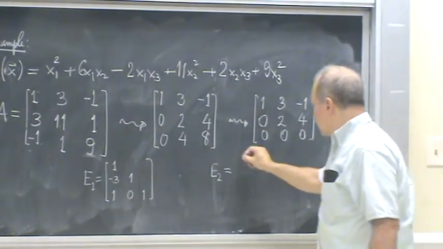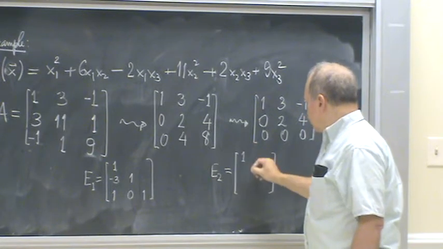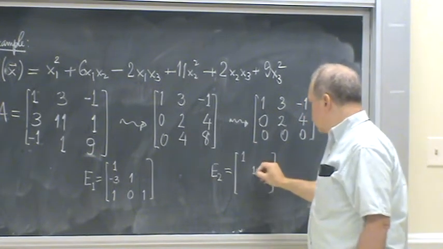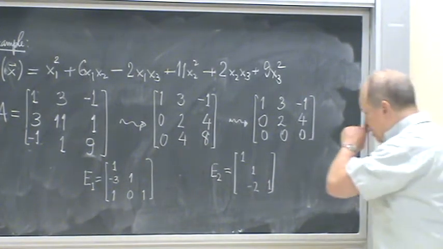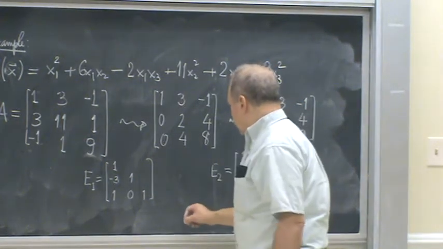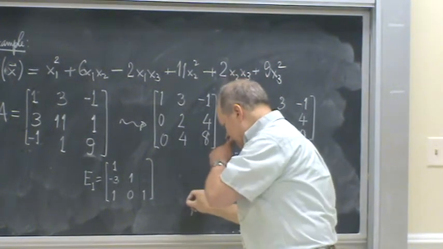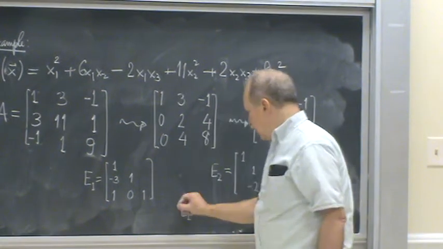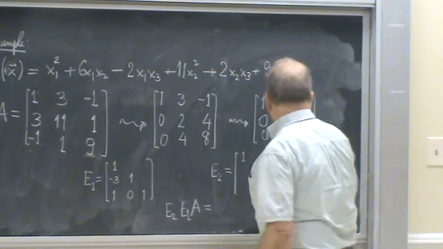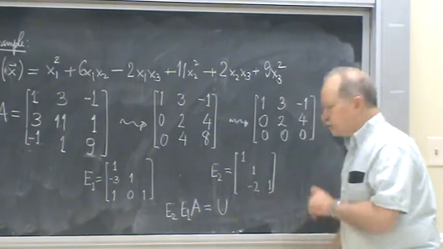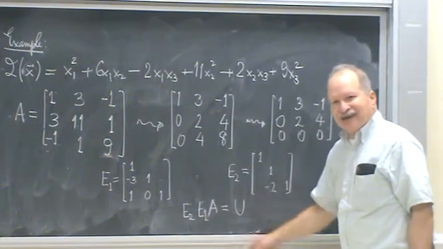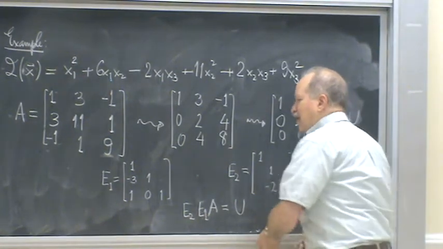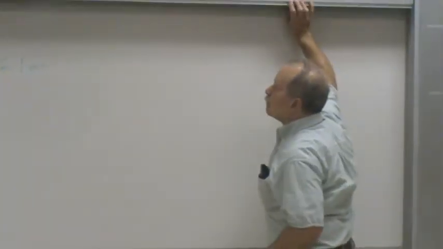What's the elementary matrix that I did here? It's like the identity matrix with a -2 right in the bottom middle. Yeah, like that. So I started with A. I first did E1 to it. I then did E2 to it, and I got this guy, right? Yes, right. I want to solve for A. So what do I have to do? E2 times E1.